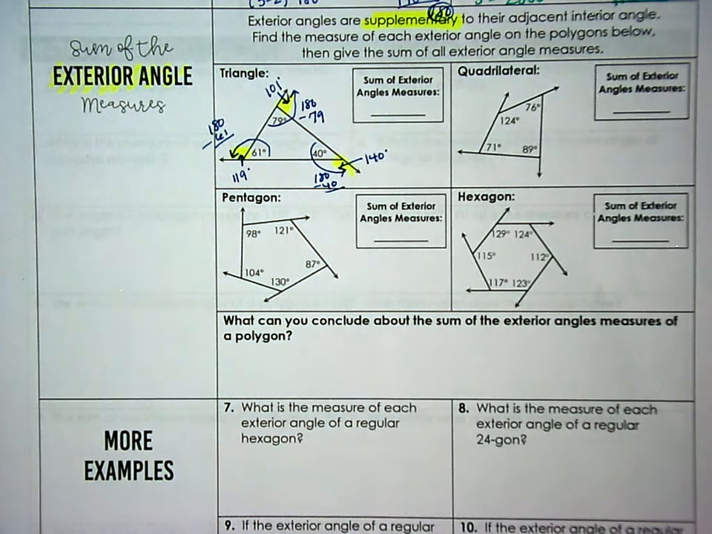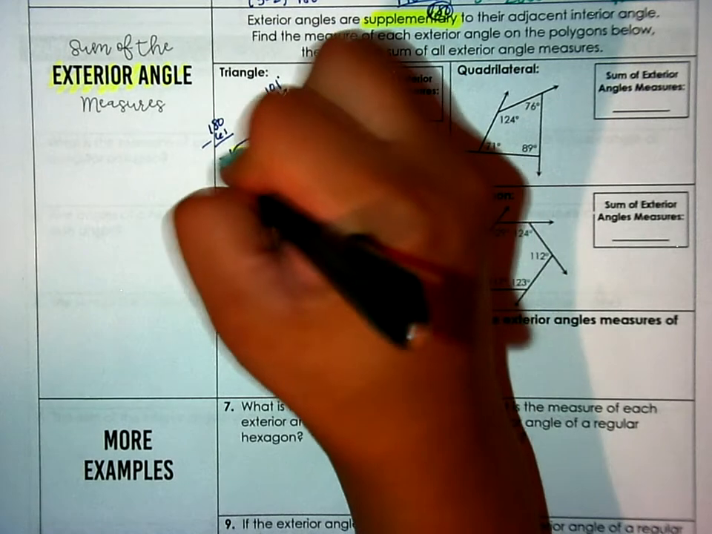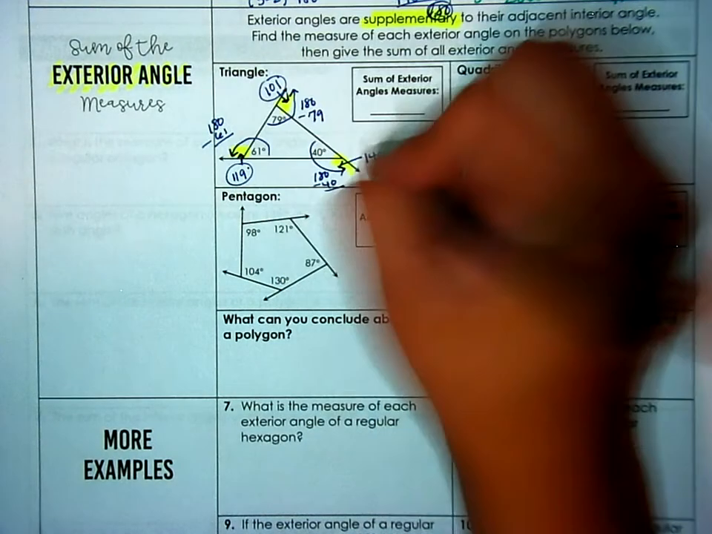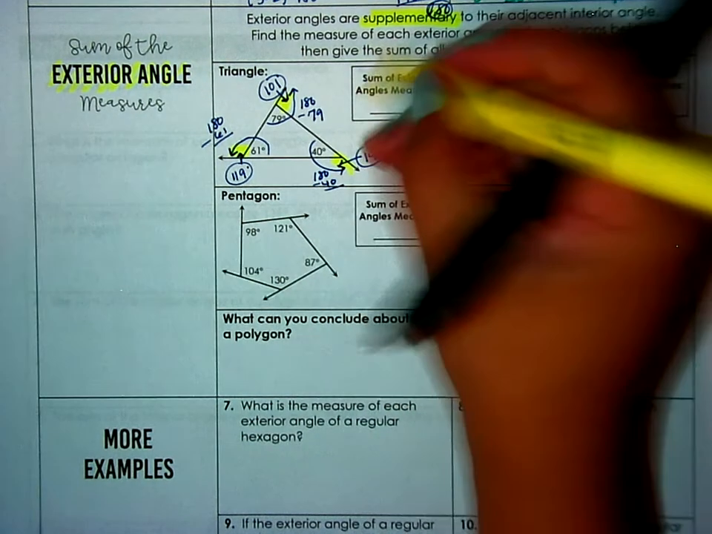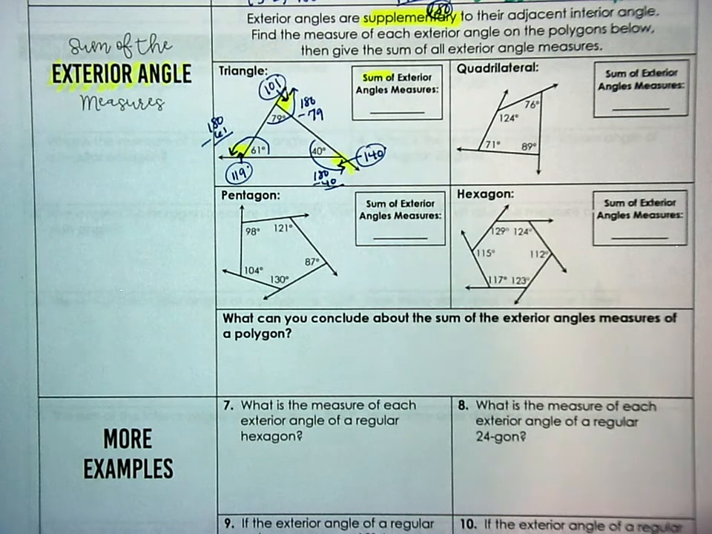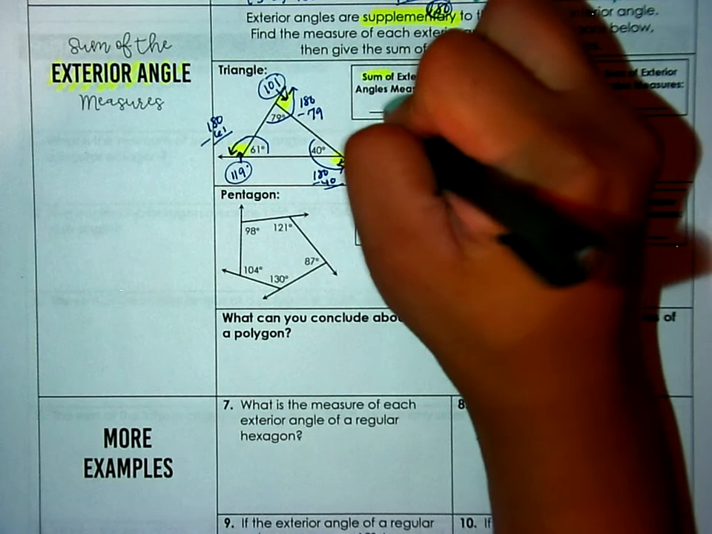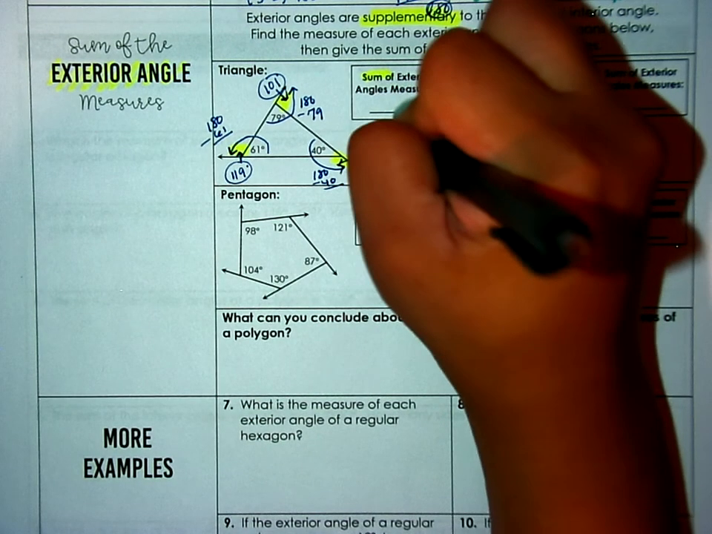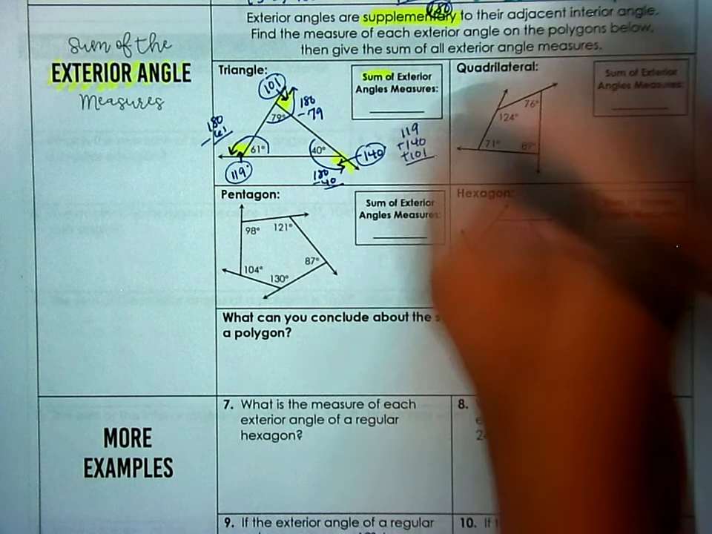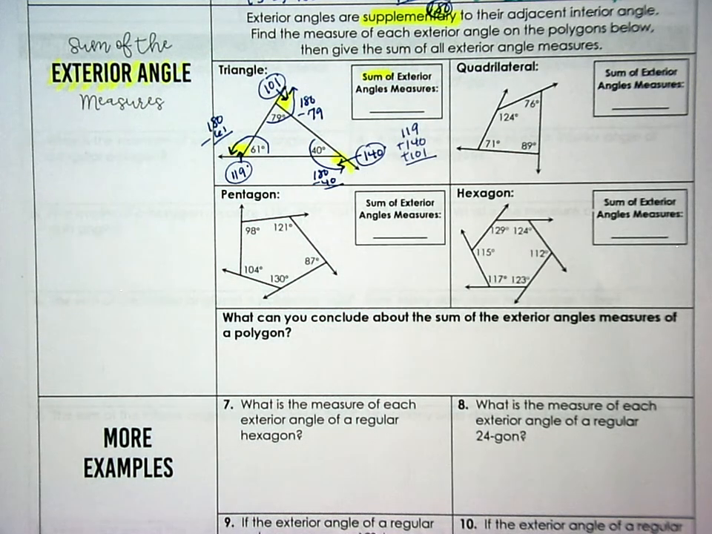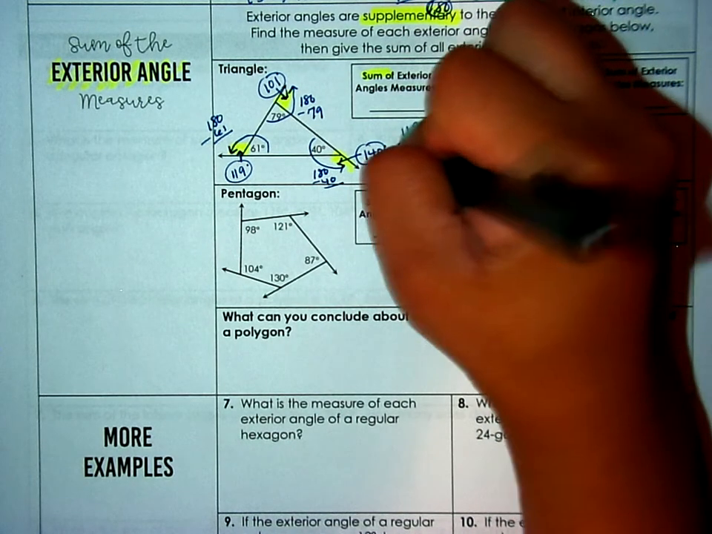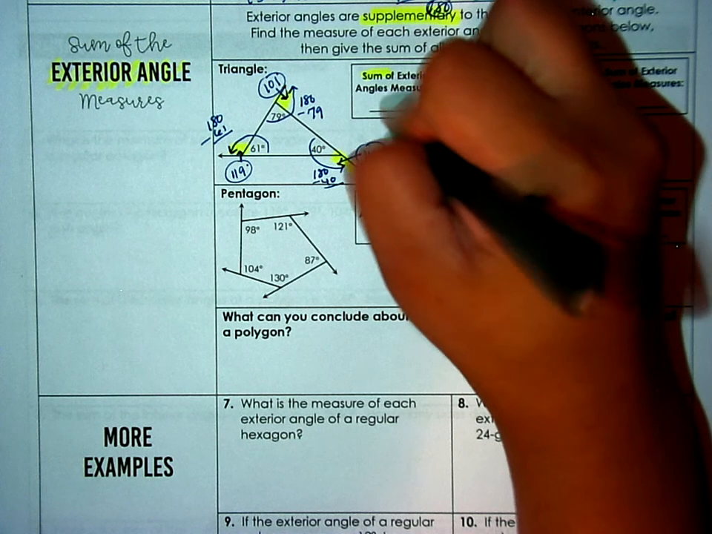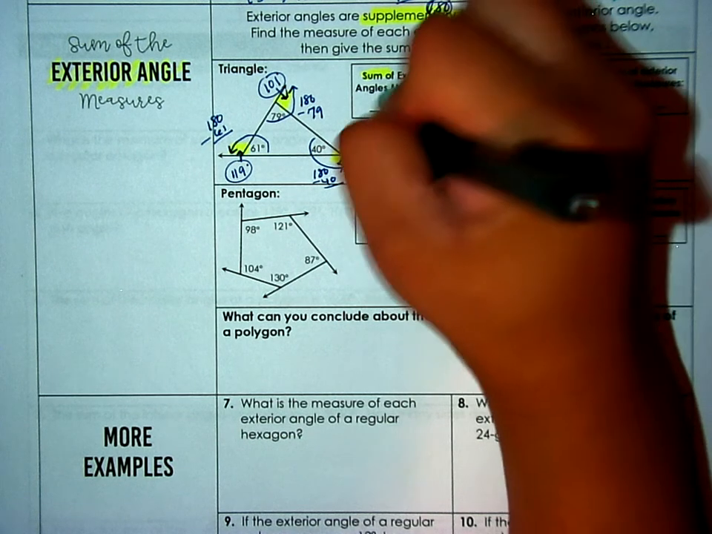Okay, I'm going to circle those numbers since we have a lot written. So 119, 101, and 140. They want us to find the sum, which just means to add, of the exterior angles. So I'm going to go ahead and do that. So 119 plus 140 plus 101. I'm going to use a calculator so I don't have to do it by hand. I add them all up, and this is the number that I get: 360.